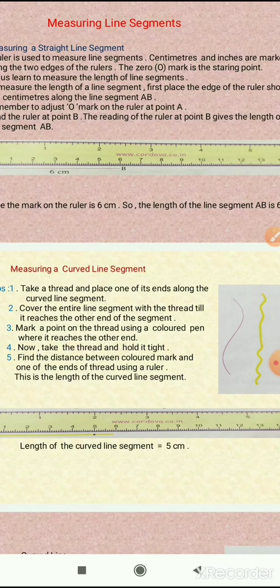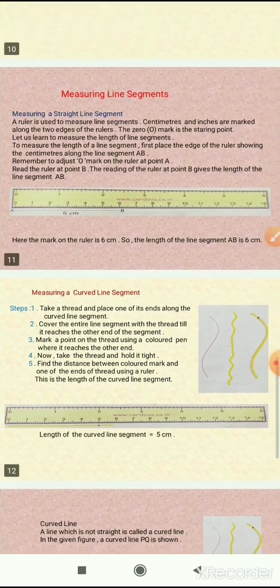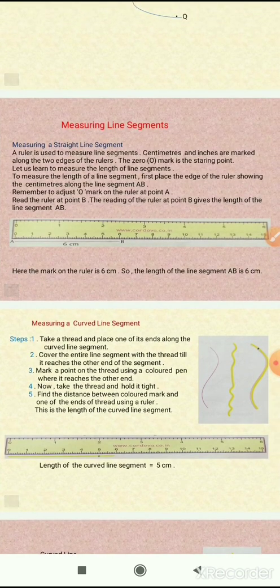the segment. Then mark a point on the thread using a color pen. So here we mark this point. You have to mark this point using a color pen where it reaches the other end. Here this is the starting point and this is the end point, so mark it with the color pen. Now take the thread and hold it tight.